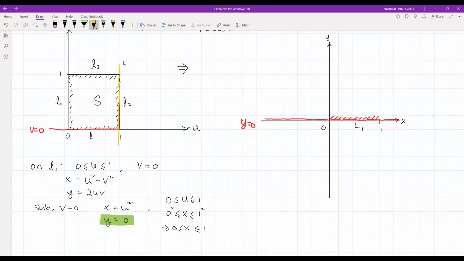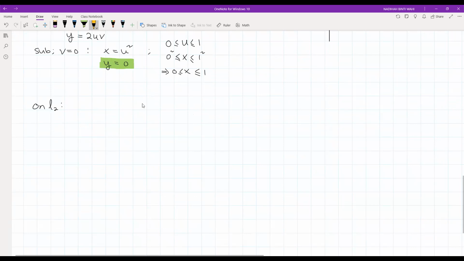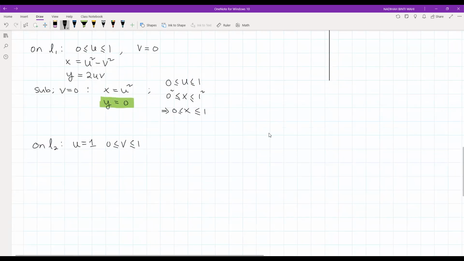U equals to 1. And then V goes from 0 to 1. So in this case, U equals to 1, and then V goes from 0 to 1. Okay, now what happened to our X and Y?